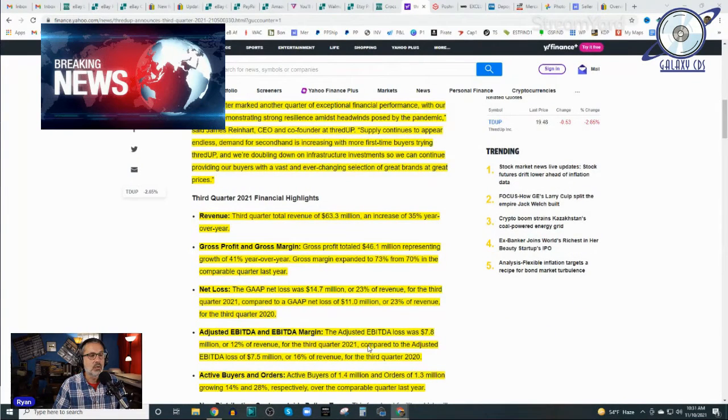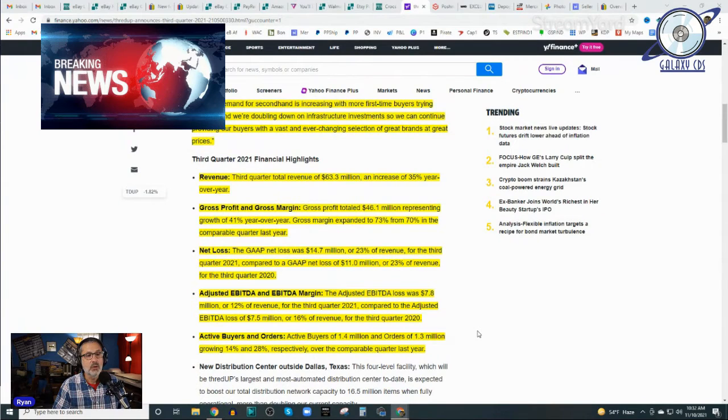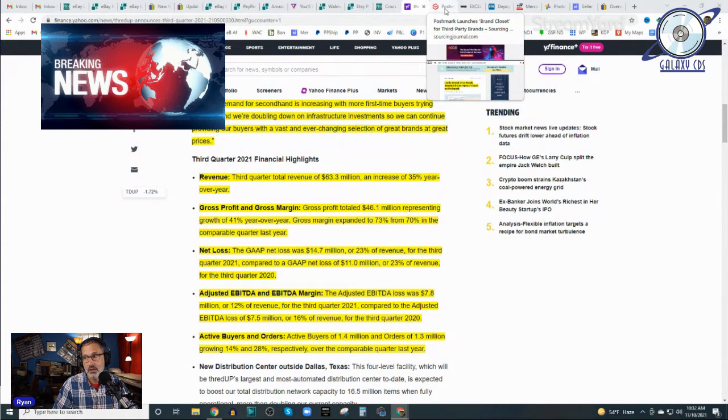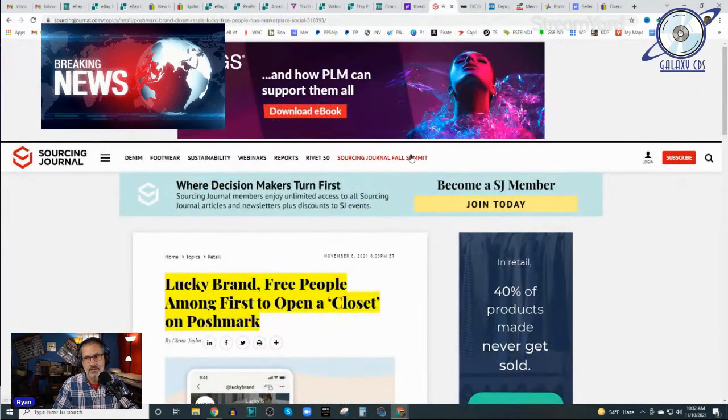Their net loss for that quarter was $14.7 million, 23% of revenue. That compared last year to an $11 million loss. Now, of course, you can attribute most of this to their growth efforts, signing on all these new brands, building this big distribution center. So they're spending money now, much like Amazon did in the early days, to prepare for a profitable future. Probably the most encouraging thing for them out of all this, active buyers were 1.4 million and orders were 1.3 million, which represented growth of 14 and 28% over the same period the year before. So ThredUp is just crushing everything except profitability. And I'm pretty confident they're going to get there.